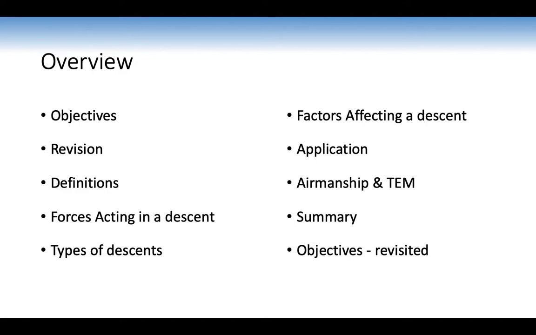We'll look at the factors affecting descent, some of the environmental factors, and some of the physical factors in terms of the airplane itself. We'll have a look at the applications, so the different techniques, procedures, and configurations for the descents. Then the airmanship and threat and error management, some of the threats that exist in this lesson and how we can mitigate some of those risks. I'll summarise everything, and then finally I'll ask you a few questions on the objectives.